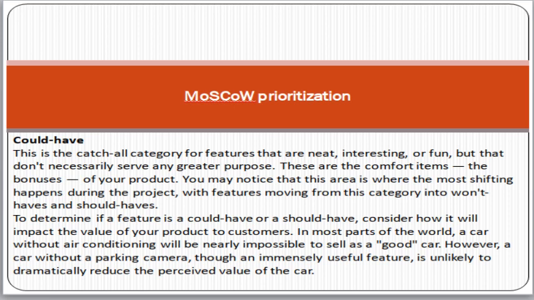Take the same example, if a car has a parking camera, let's suppose. If it has a parking camera, it is a good thing, but it is not necessary that every car should have a parking camera. Okay, so on that basis you can determine whether this feature or functionality can be placed in the could have category or not. This is the concept here: if this feature is included in the product, it is good. If it is not, we can consider it and rethink about it.